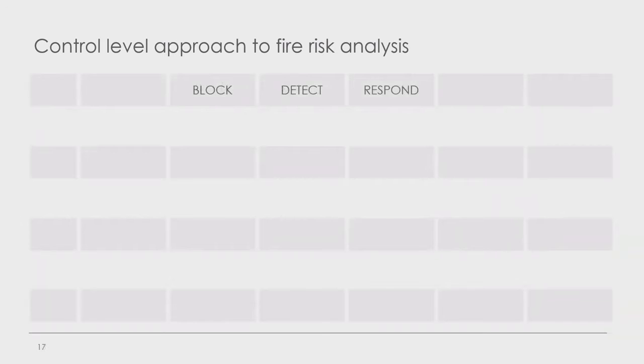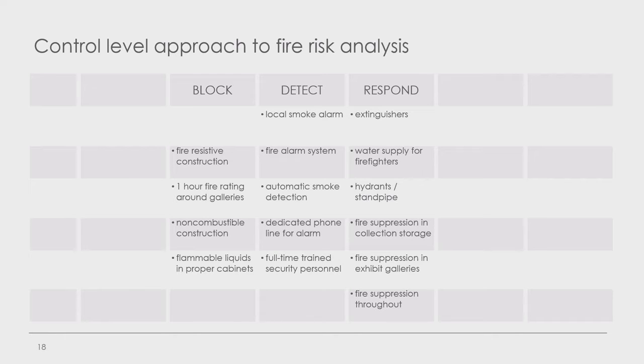Common risk reduction measures that block, detect, or permit response to fire, the measures we often think about when considering fire risk, are present and are listed in order of increasing level of protection. I show here some of the key measures included. This is not a comprehensive list of the measures, only just enough to give you a sense of how the control level system works. For example, a local smoke alarm may be all that is present for fire detection in some museums, but an automatic smoke detection system is better, and the presence of full-time security staff on site in addition to this provides even more oversight.